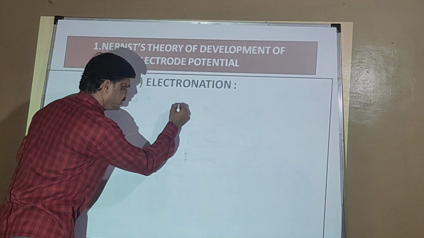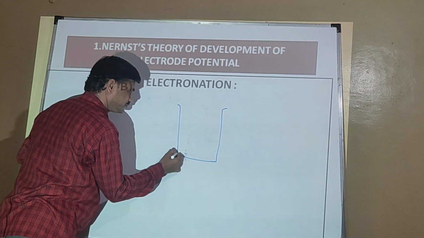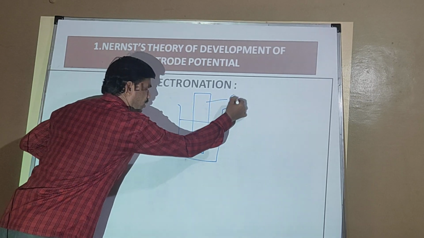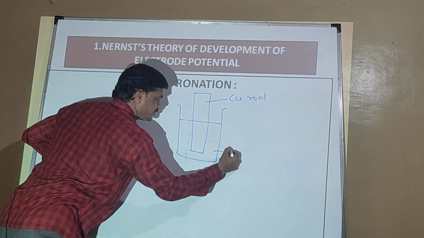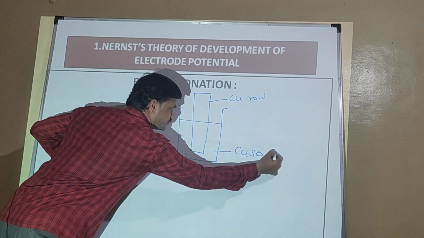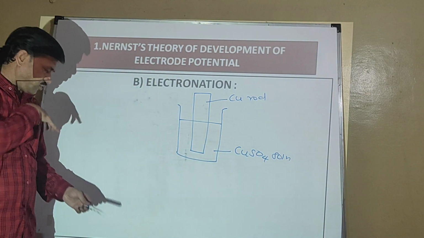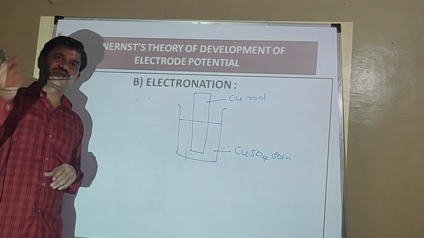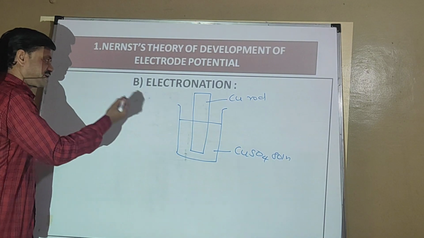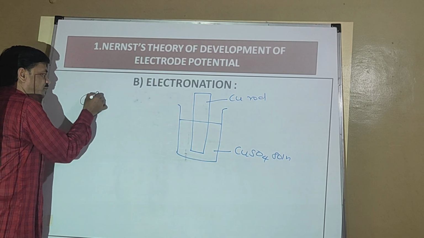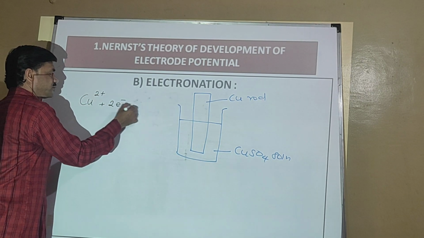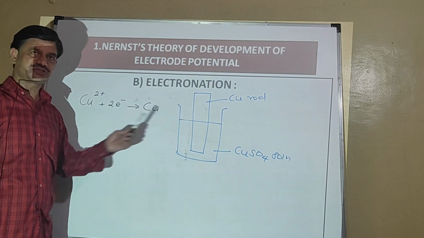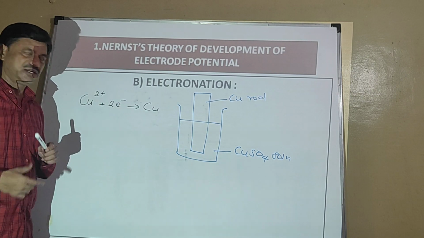So let us start with another construction. Suppose we consider copper rod. This copper rod is in contact with CuSO4 solution. So what is our construction? Copper rod dipped in copper sulfate solution. So in this case, remember, instead of passing into solution in the form of cation, what tendency is observed here? Copper 2+ ion accepts 2 electrons to form metallic copper. What is gain of electron? Electronation. So in this case, tell me, what about electrical double layer?